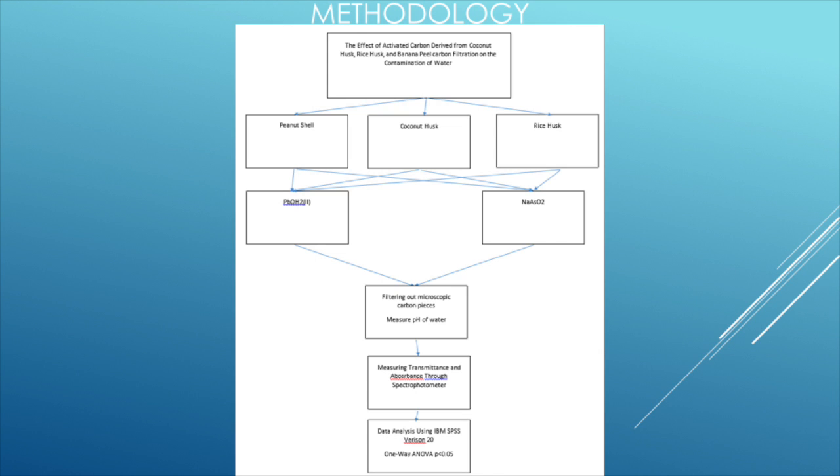Specifically for absorption, each sample will be run through a thin wire strainer to filter out any of the microscopic carbon pieces. The spectrophotometer will be set at 510 micrometers, which was based off of previous journal articles. The higher the absorbance, the higher the concentration of contaminants. This data will be analyzed through IBM SPSS version 20 with a 1-way ANOVA and a post-hoc test where p-value is less than or equal to 0.05.